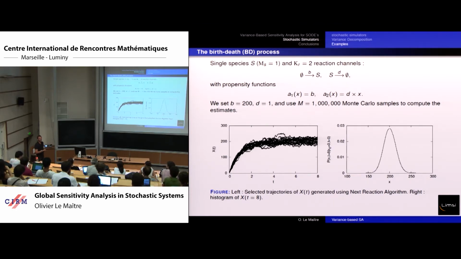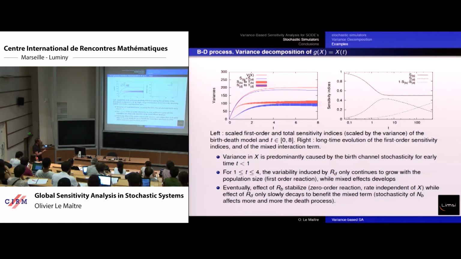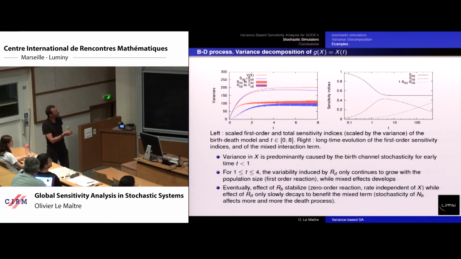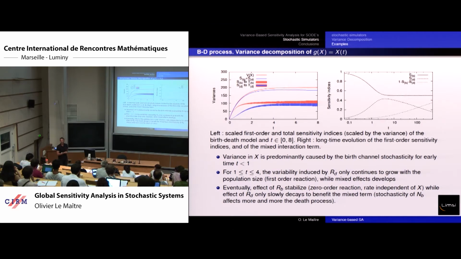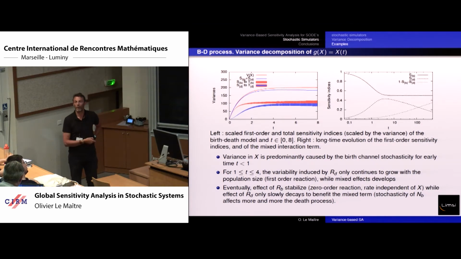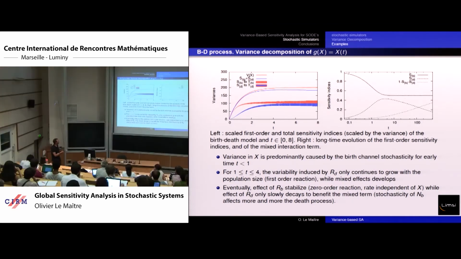I had none, actually. Okay, so here are the results. At very early time, all the variability is due to the birth process, because we start with a zero population. So if there is no individual, nobody is going to die, and there will be no variability in the number of dead people, right? Okay. So initially, it's all the birth process that carries the variability, and as time increases, variability due to the death channel is building up.